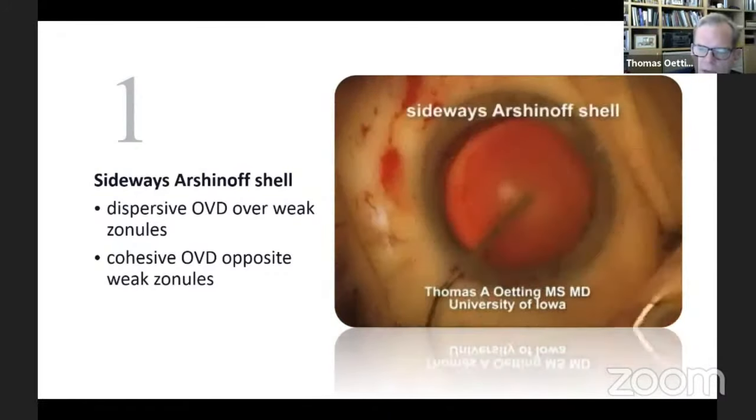And so now we have a nice protective coating of dispersive viscoelastic, which is wedged in the area of zonular weakness. So this is sort of sideways because the usual Arshinov shell has the dispersive up against the cornea, but now we want the dispersive viscoelastic in the area of weakened zonules using the sideways technique. And I'll show you a couple examples where we use that some more.